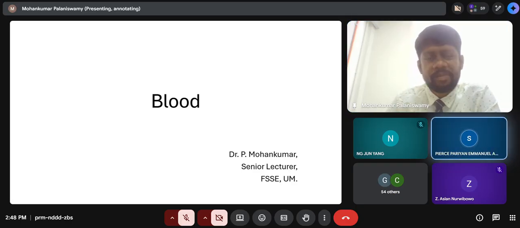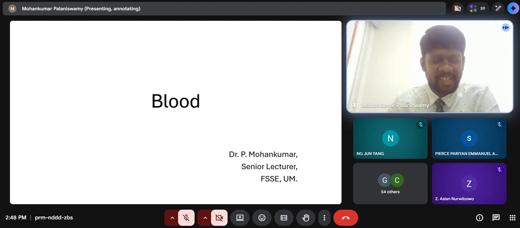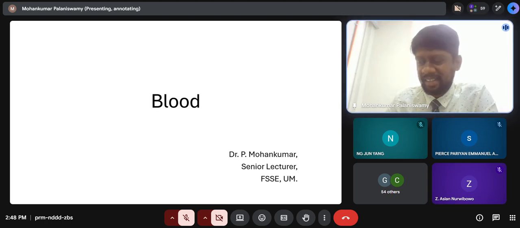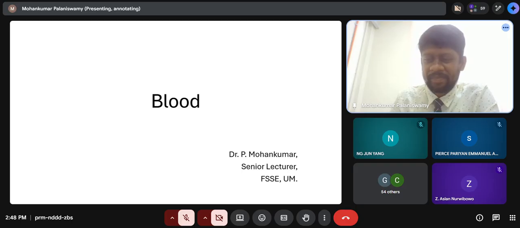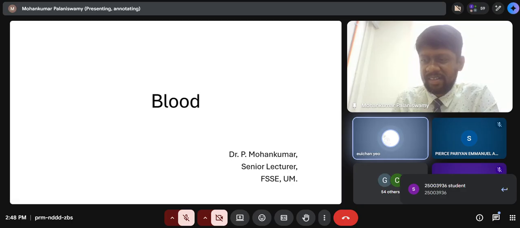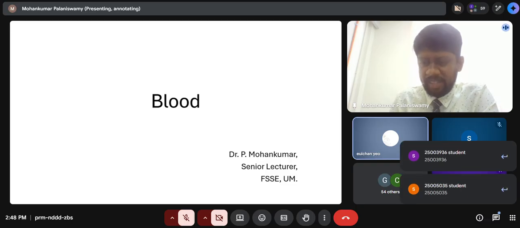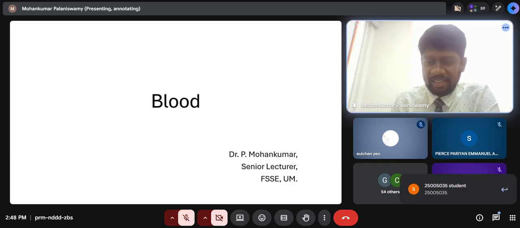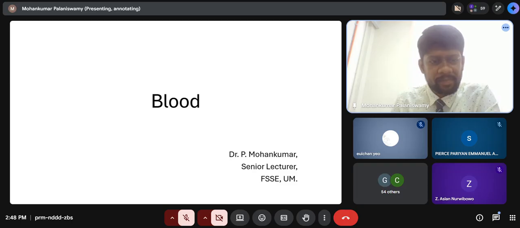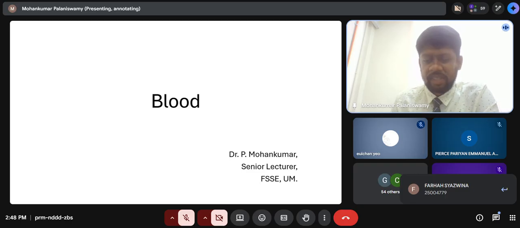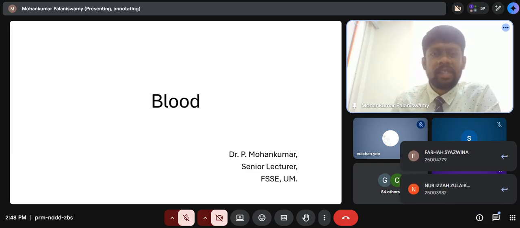Carry nutrients. Okay, correct. Then, it has also contained the hemoglobin. It looks like the red. Okay, correct. Anything else? Okay, anyway, we will discuss its function, its components, everything today.